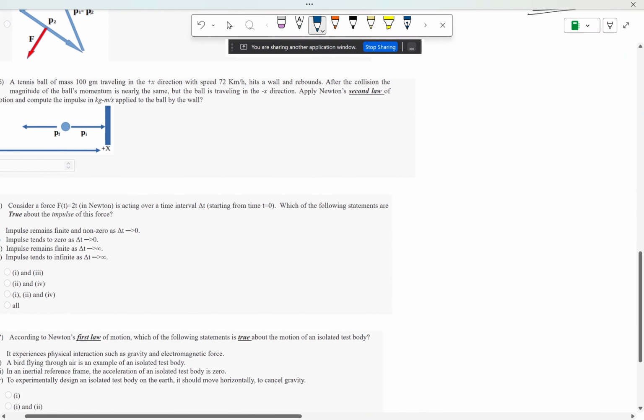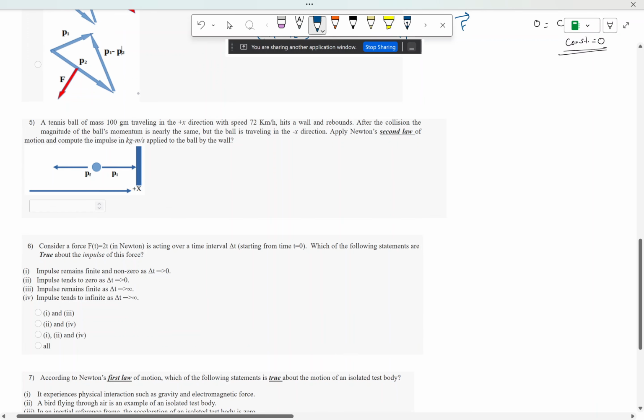P2 vector. Right. Now question number 5: a tennis ball of mass 100 gram traveling in the plus x direction with a speed of 72 km per hour hits a wall and rebounds.